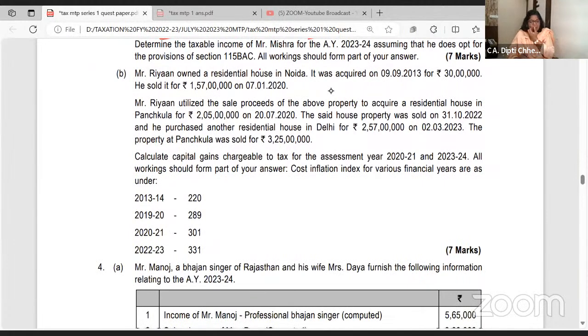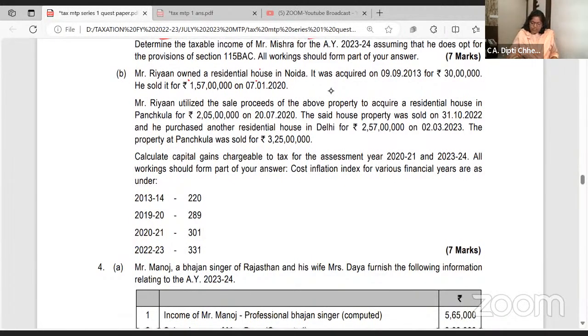Chalo, this is a nice problem for capital gain. Capital gain always separate one question is asked. और मुझे लगता है इसको डिस्कस करके इसका सोल्यूशन यहीं पे कर लेते हैं. It's a nice question. चलो.